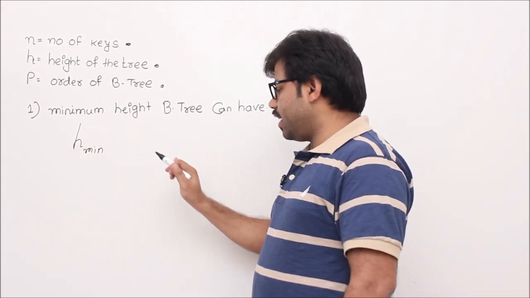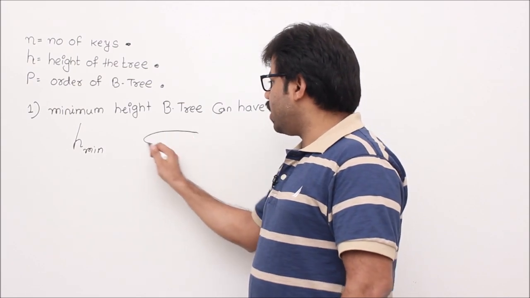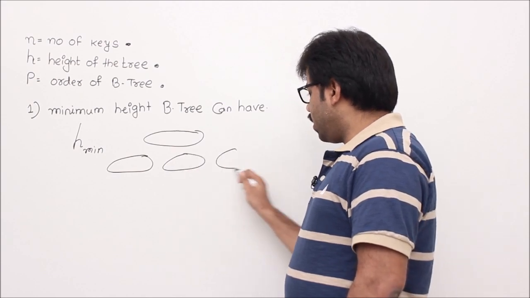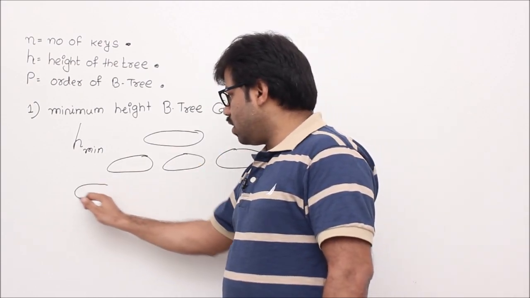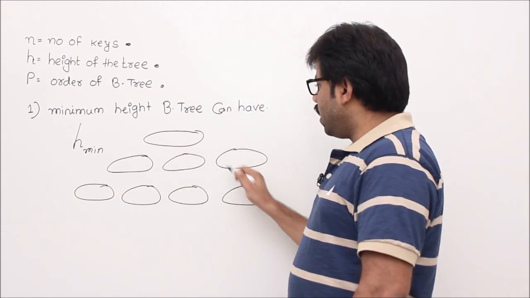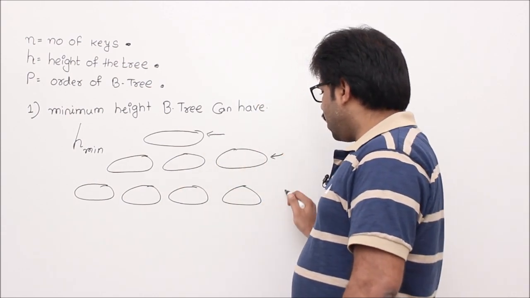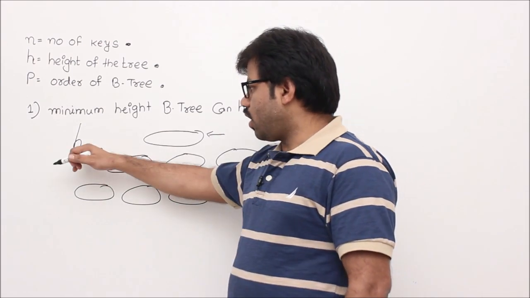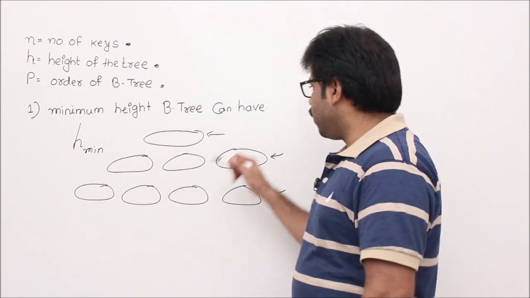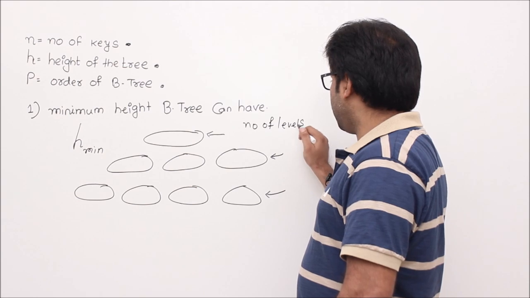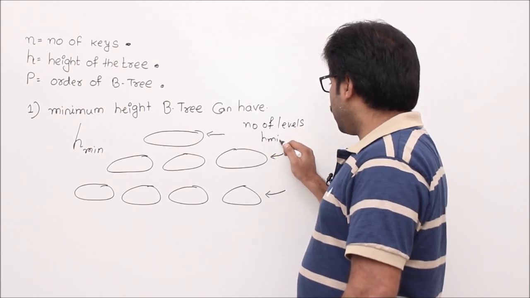If your tree really has h min height, then the number of levels will be, you know one thing, right? Whatever may be the order and whatever may be the number of keys. If you have a B tree with level 1, level 2, level 3, whenever the height is 2, the number of levels will be 3. If your height is h min, the number of levels will be h min plus 1. Correct? So h min plus 1. Question number 1.